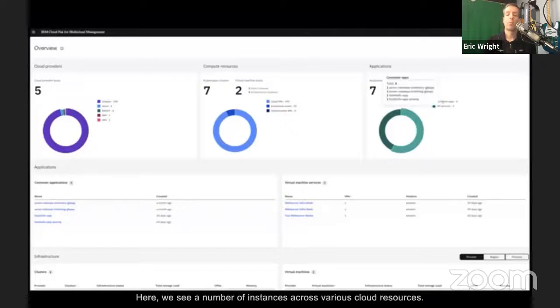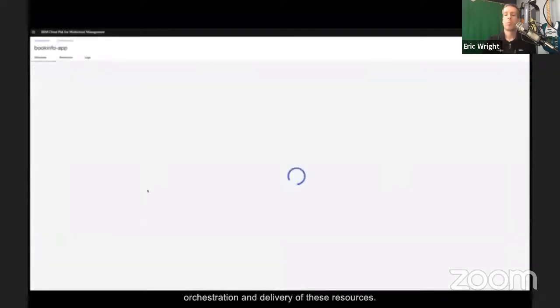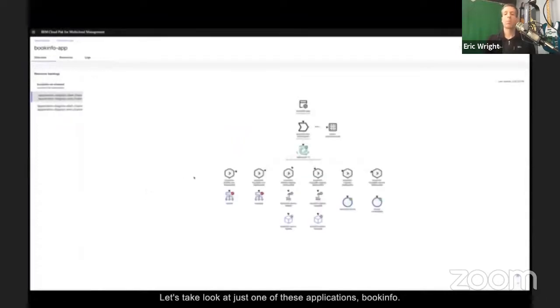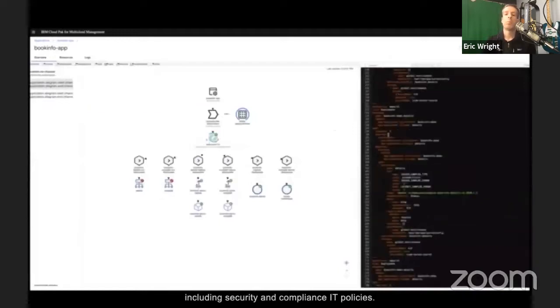Here, we see a number of instances across various cloud resources. Below, a list of applications depending on the agile execution, orchestration, and delivery of these resources. Let's take a look at just one of these applications, BookInfo. BookInfo is a cloud-native application running on Kubernetes. Displayed here with all the associated metadata, including security and compliance IT policies.